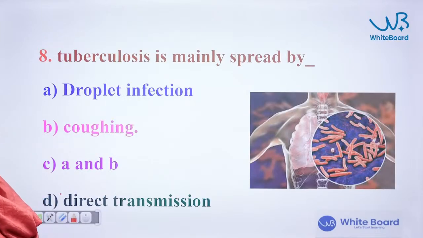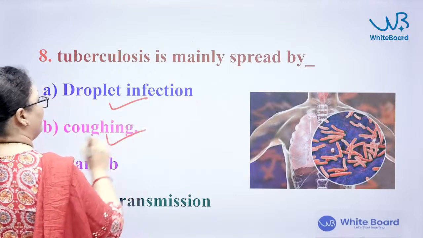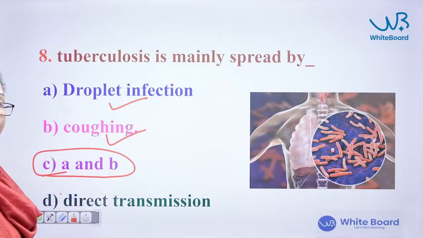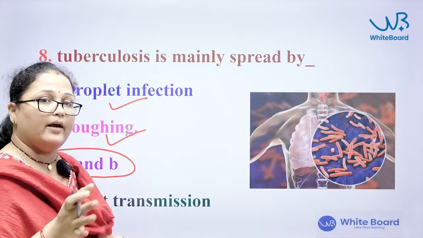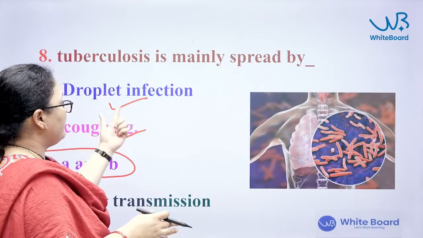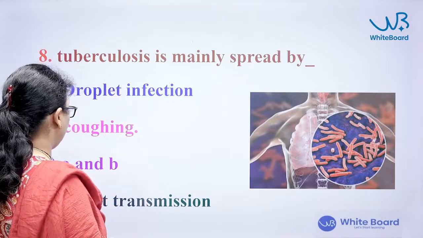Next question, tuberculosis is mainly spread by droplet infection, yes. Cough, yes. So, the correct option is option A and B, that is C. D is direct transmission, no. Mainly if you are present beside any person suffering with TB, the main mode of transmission is droplet infection as well as through the cough.